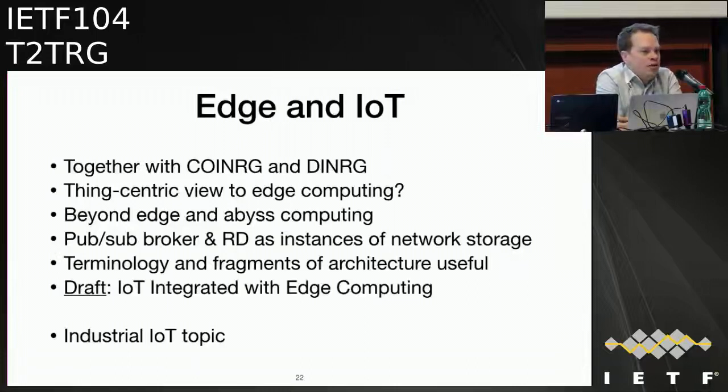There was also one spin-off topic from this whole Edge and IoT, which was industrial IoT. Of course, the industrial side has a lot of commonalities with the other areas, but it also has some specific requirements, for example, on the criticality of different operations. So what is the piece that is different in the industrial area, and how to explore that, was one thing that we highlighted.